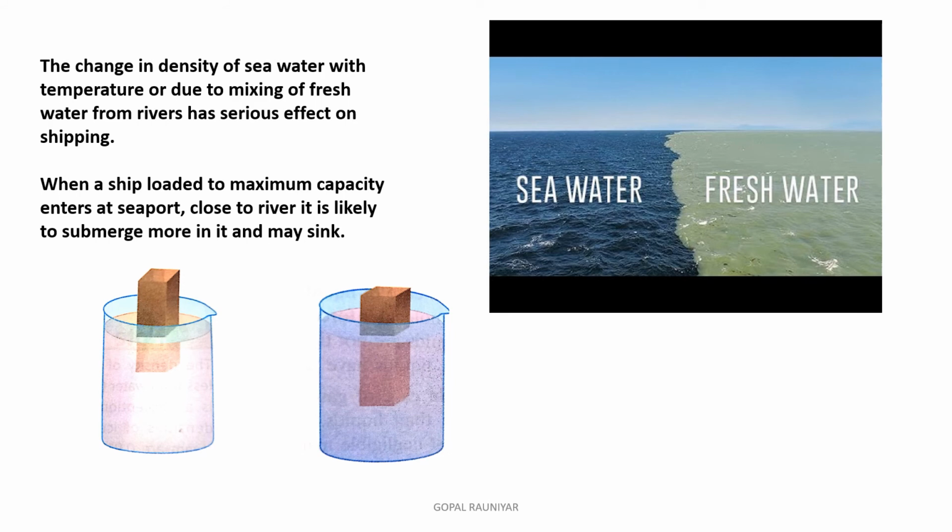So when a ship loaded to maximum capacity enters a seaport, suppose this is seawater and this is the ship, loaded to maximum capacity at the seaport, its condition is like that, it's submerged very little. On entering fresh water, or any other location where the density changes, it may submerge more or may sink, and it makes a serious threat to the ship, causing loss of the goods or destruction of the ship and the men on the ship.